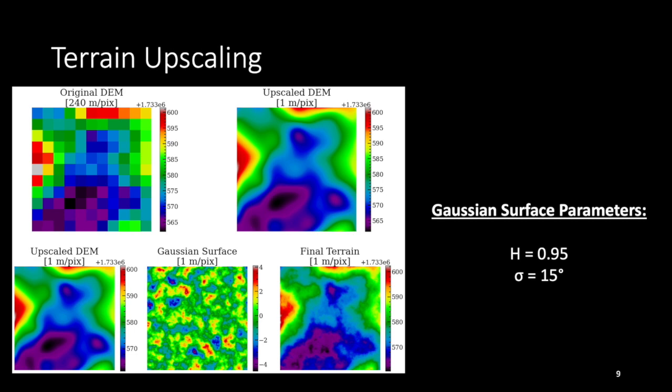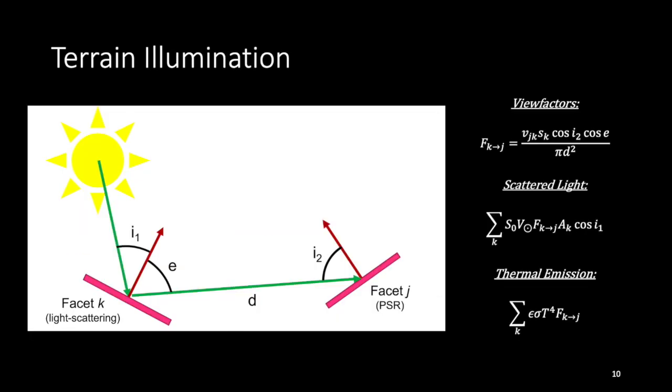On top of the interpolated data, we overlay an artificial Gaussian surface defined by a characteristic Hurst exponent and root mean square slope, whose values, shown here, are chosen to replicate those observed on the lunar surface. Next, we have to illuminate the surface.